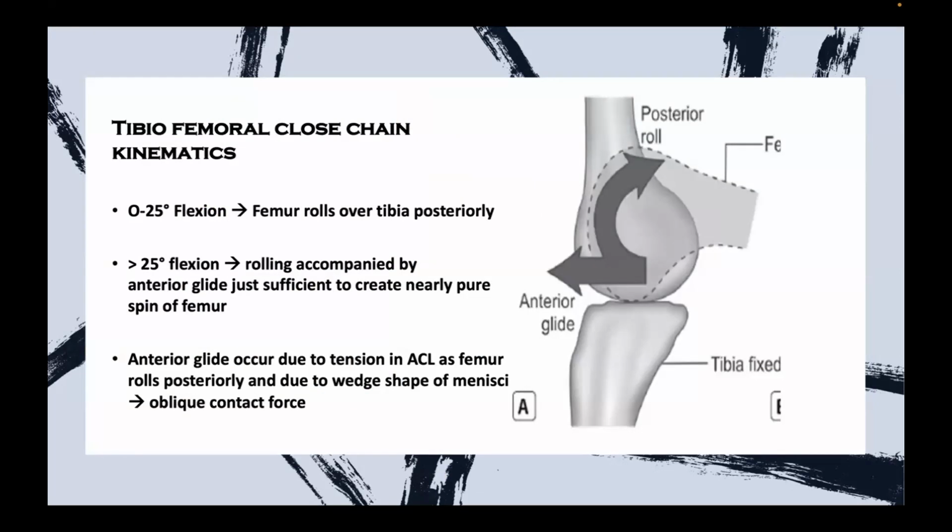So regarding the tibiofemoral closed chain kinematics, that is when the foot is planted on the ground, from 0 to 25-degree flexion, the femur rolls over the tibia posteriorly. And beyond 25-degree flexion, the rolling is accompanied by anterior glide. So this is just sufficient to create the nearly pure spin of the femur. The reasons for the anterior glide are the tension in the ACL and the meniscus.